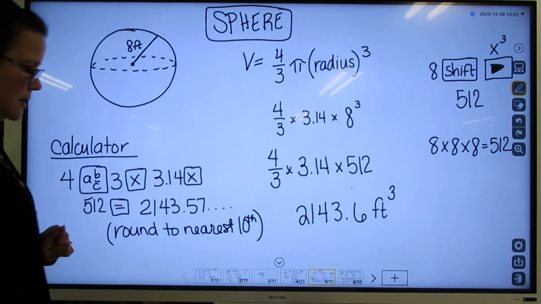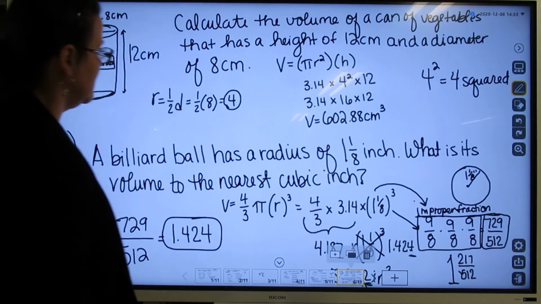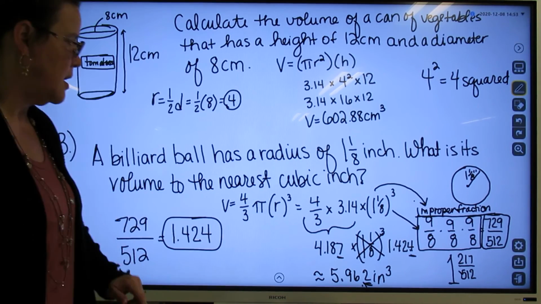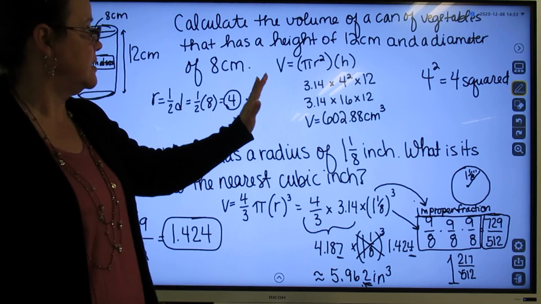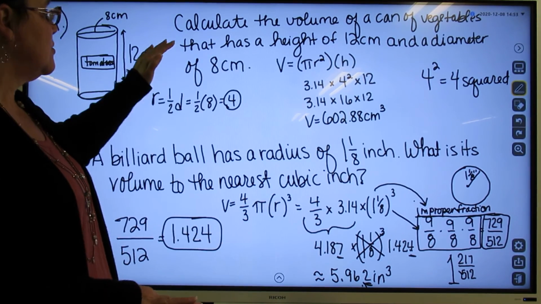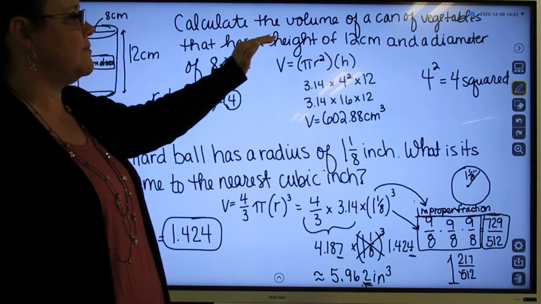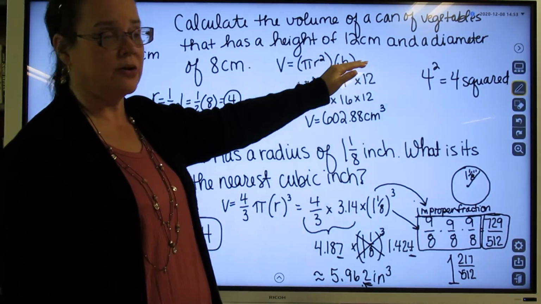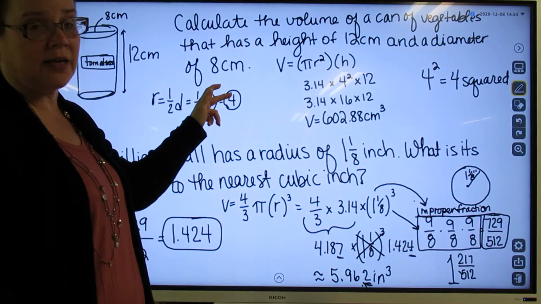And I think, let me see what the next item up is. Okay, so we did a couple of questions in class. This is the practice that we did. I didn't really erase anything. You can stop and pause, read the question: calculate the volume of a can of vegetables that has a height of 12 centimeters and a diameter of 8 centimeters.